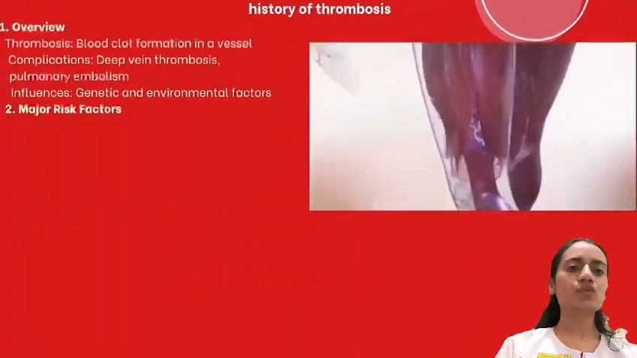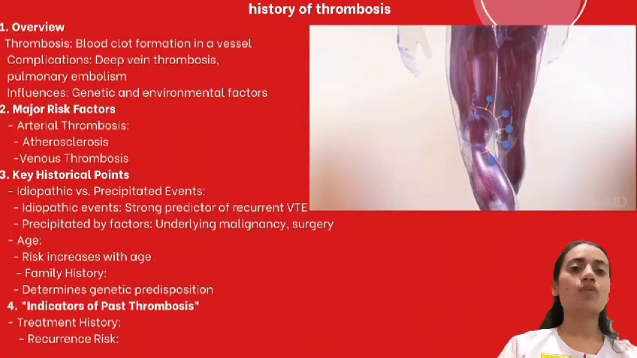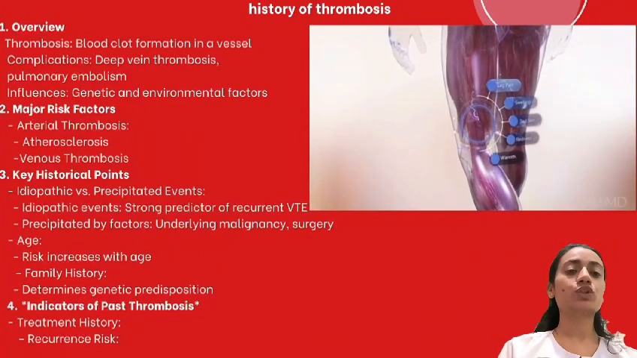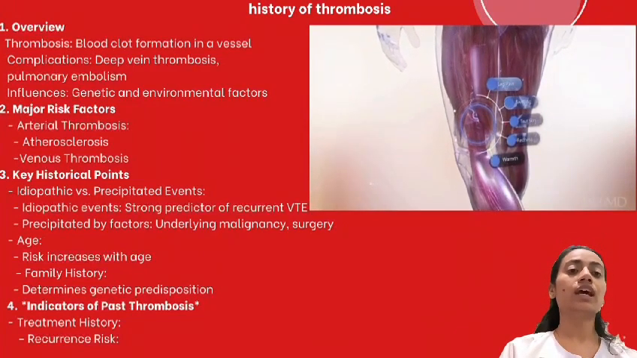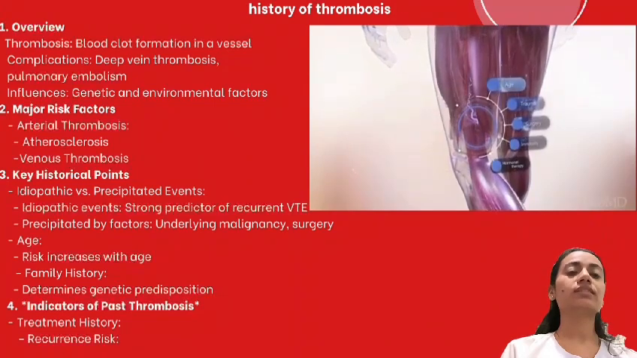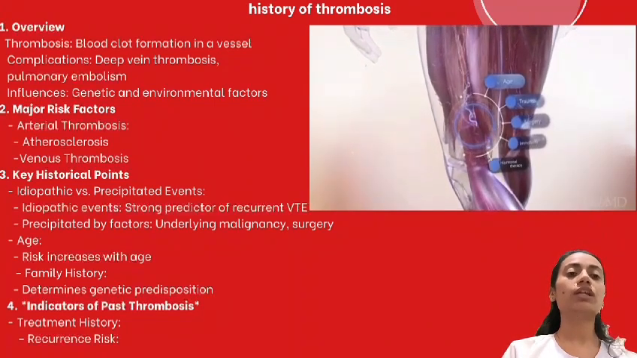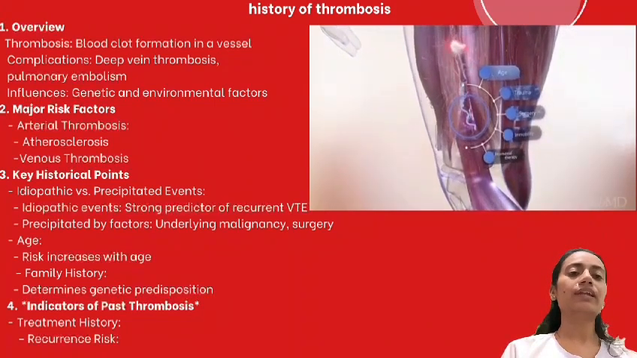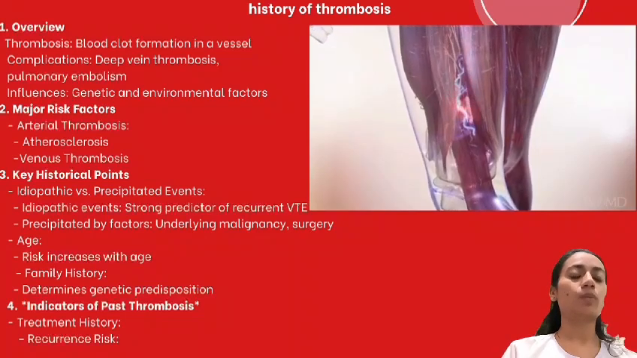History of thrombosis. First point is the overview. Thrombosis involves the formation of blood clots within a vessel, leading to complications such as deep vein thrombosis and pulmonary embolism. Both genetics and environmental factors influence thrombosis risk.